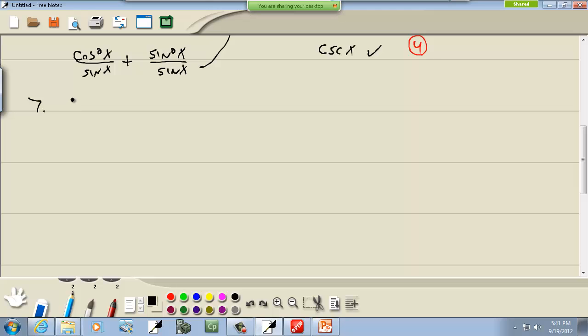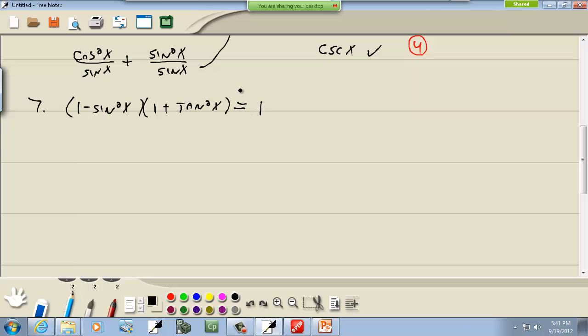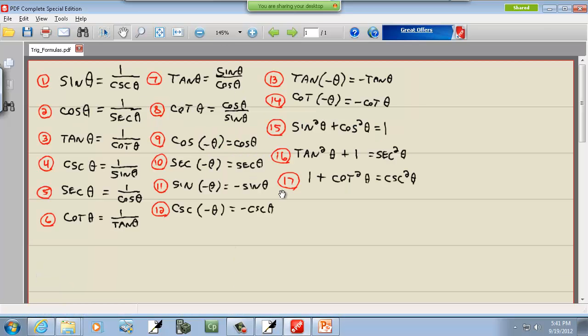Okay, we got 1 minus sine squared times 1 plus tangent squared equals 1. And again, this is a question mark at this point. We're wondering if that's true. We're going to start with the hardest side, which is the left side. Now, anytime that you have the number 1 and a trig function squared, you should think your Pythagorean identities, which are 15, 16, and 17.